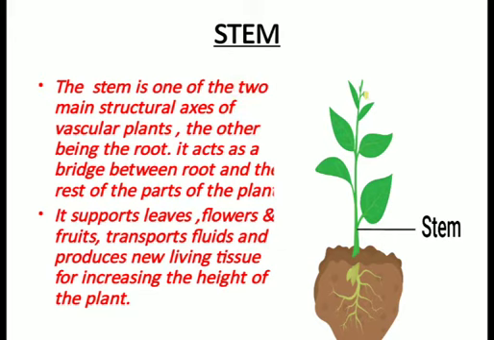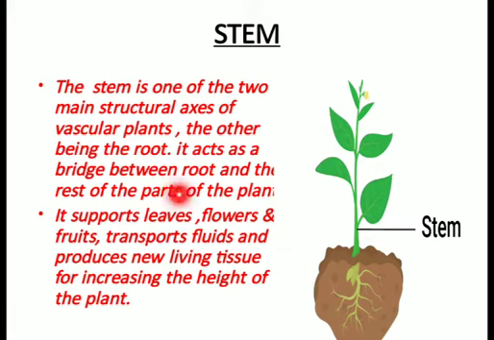The stem is one of the two main structural axes of the vascular plants, the other being the root. What I mean to say by this is that the stem and the root are the two main structural components of a plant which are indispensable, and without which there can be no identity and no existence of the plant. The first is the root that we have discussed last time. Today I am going to discuss the next structural axis, and that is the stem.